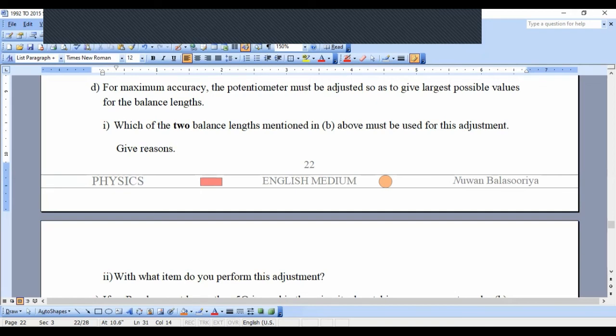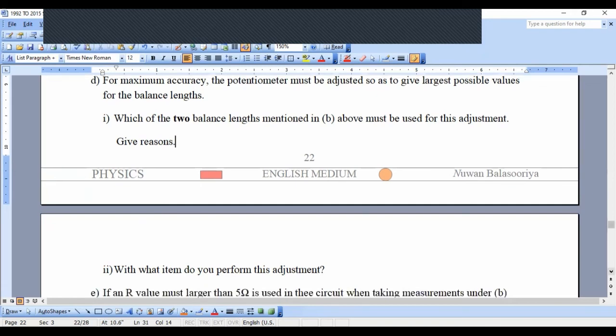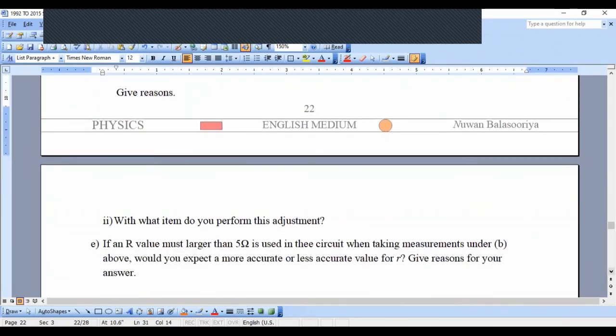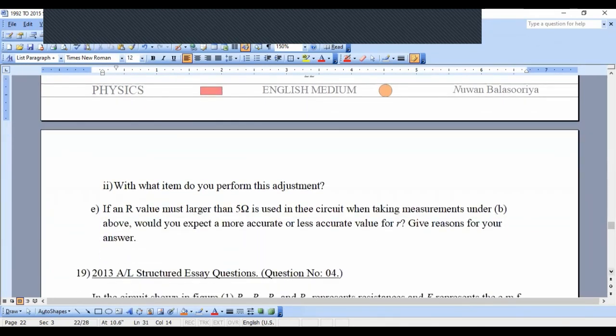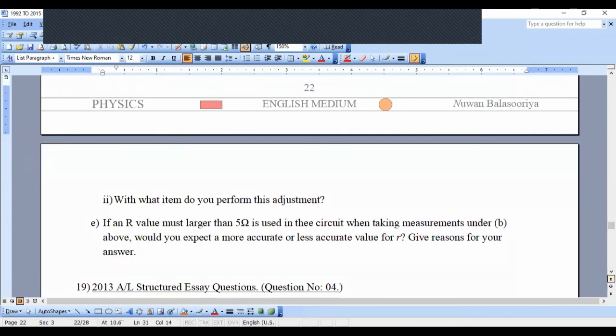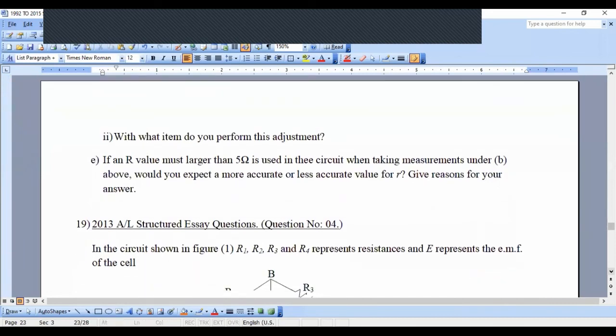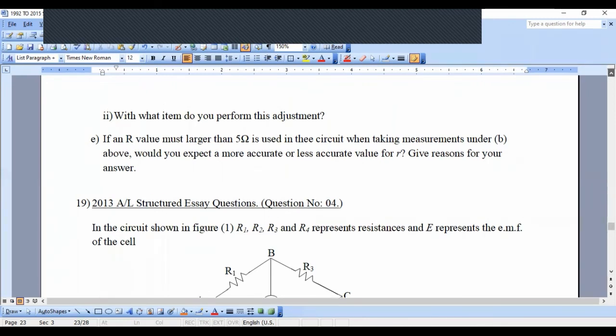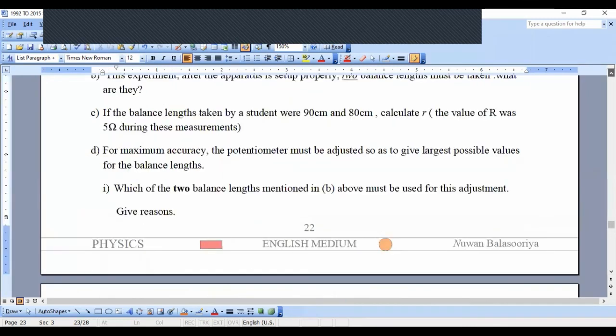Right, let's go to the next question, D Roman number 2. With what item do you perform this adjustment? I have already shown you. Which item should we use for this adjustment? We want to increase both L1 and L2. So which item should be used to increase both L1 and L2? R2 or R1?